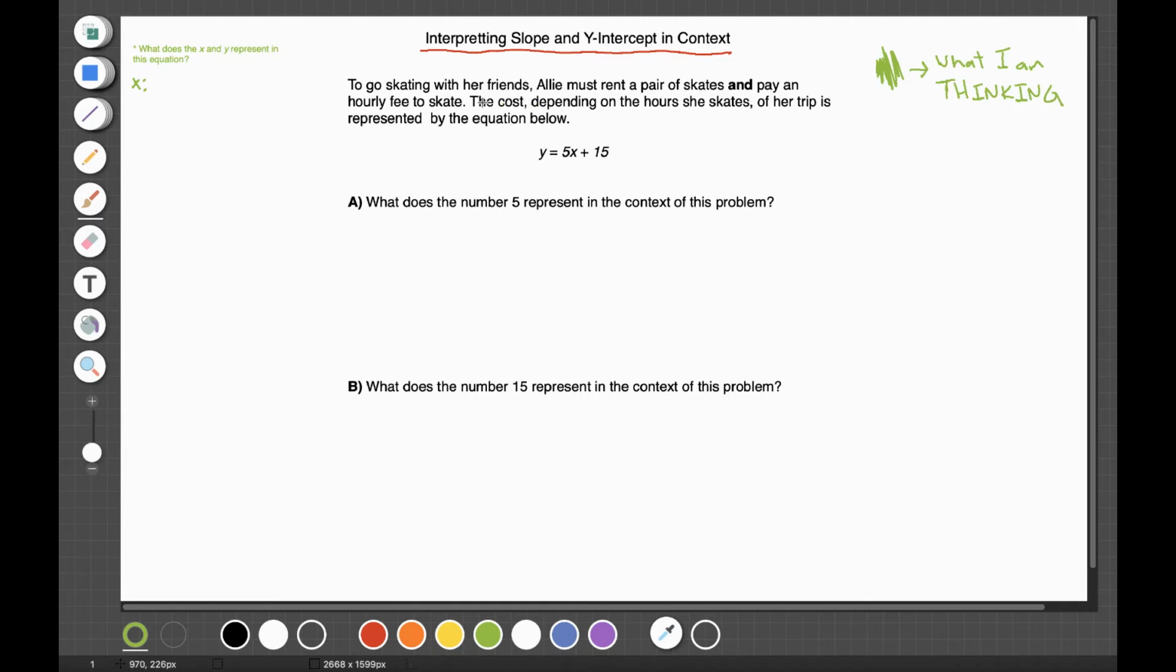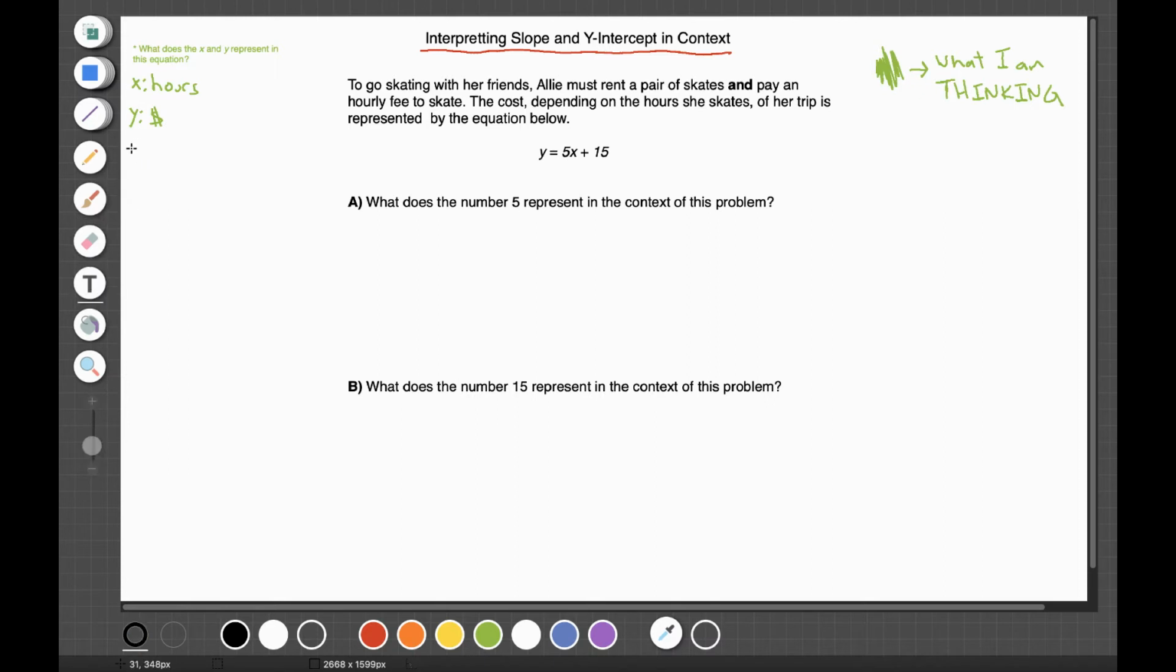Well, in this part right here, the cost, depending on the hours she skates, those are the two units. It's the cost in dollars, hours. So which one affects what? Well, the hours is our x, and the y is our cost, or let's just call it our dollars, because that's how we measure cost. Okay. So let's go ahead and think.